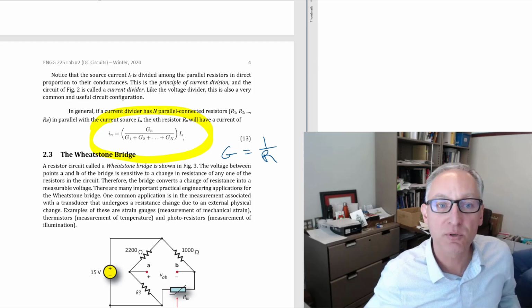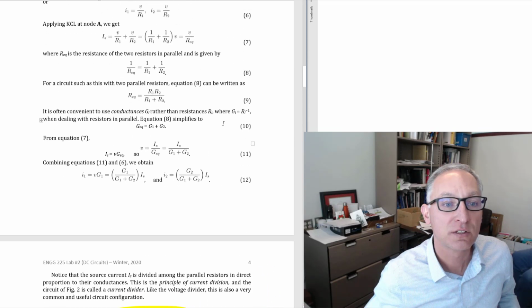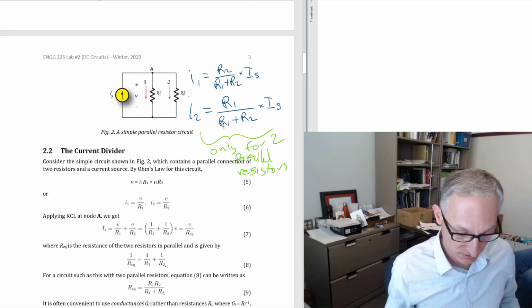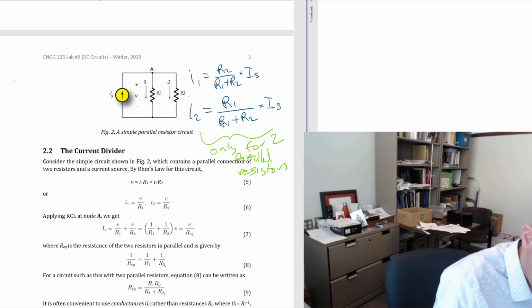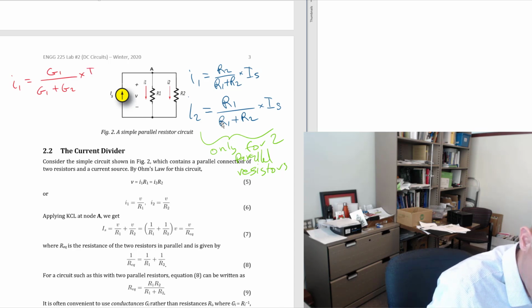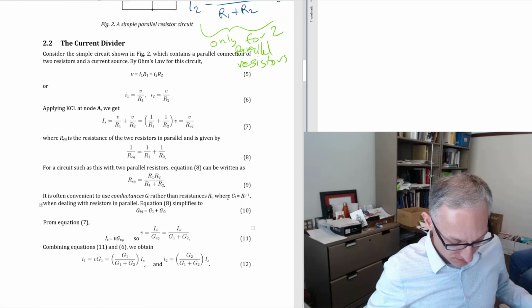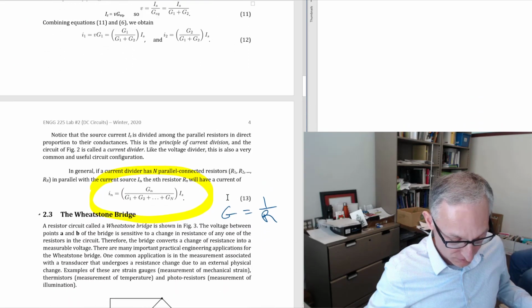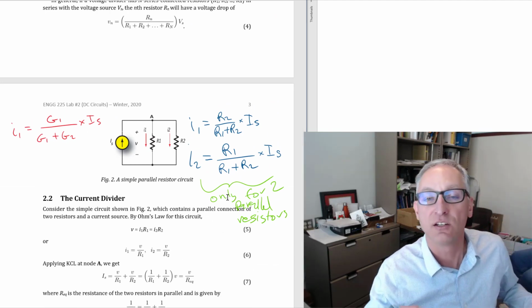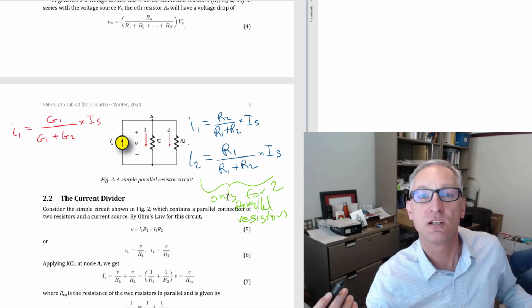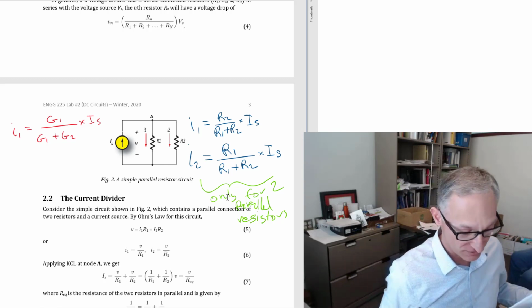So if we were to go up here, if we were to use a conductance formula, then what would we be doing? We'd have, let's say, I1 is equal to G1 over G1 plus G2 times Is. Okay, let's just make sure I did that right, make sure there's a correspondence. Okay, so there's a correspondence between those two. So that would be a way of using conductances, and the formula kind of makes more intuitive sense, like it does for the voltage divider.